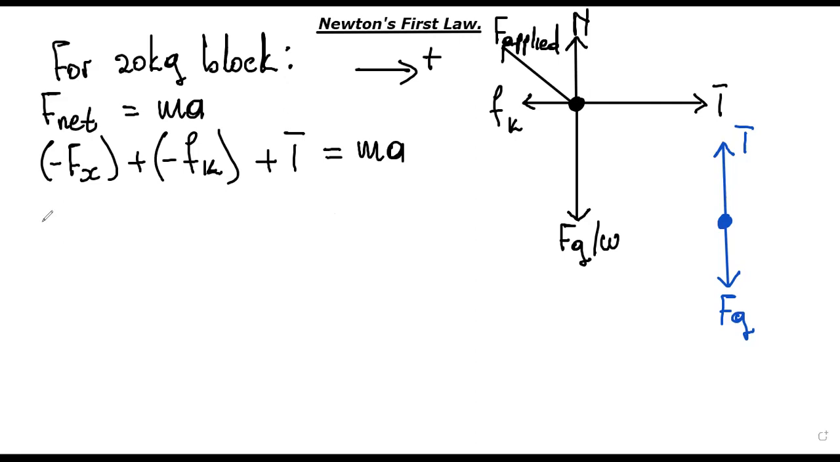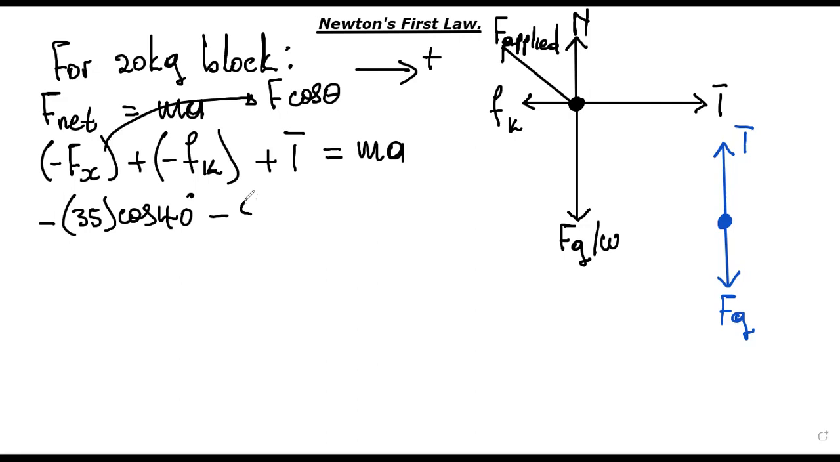Then you say minus. What is F in the X? We know that it's F cosine theta. Do you see that? So what is the size of your force? It's 35 newtons. And then you say the angle is 40 degrees, like that. The magnitude of the frictional force is already given to us. It's 5 newtons. And because the acceleration is 0, you can safely say everything equals 0.